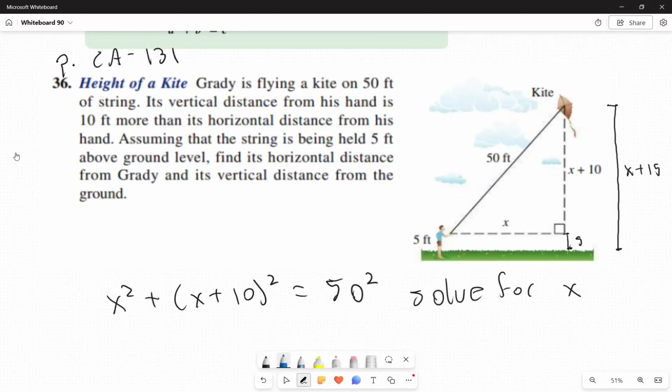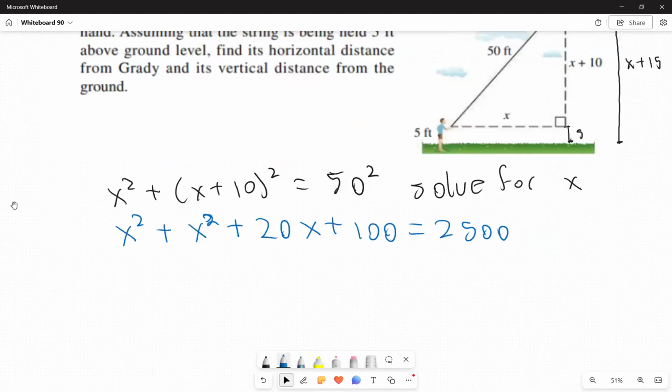Okay, so we need to write this equation in standard form, where (x + 10) squared is going to be x squared. That's the square of a binomial, so 2 times x times 10 is 20x, and 10 squared is 100. And 50 squared is 2,500. So we're going to write in standard form. We're going to combine x squared plus x squared, and we are going to pass the 2,500 to the left side.